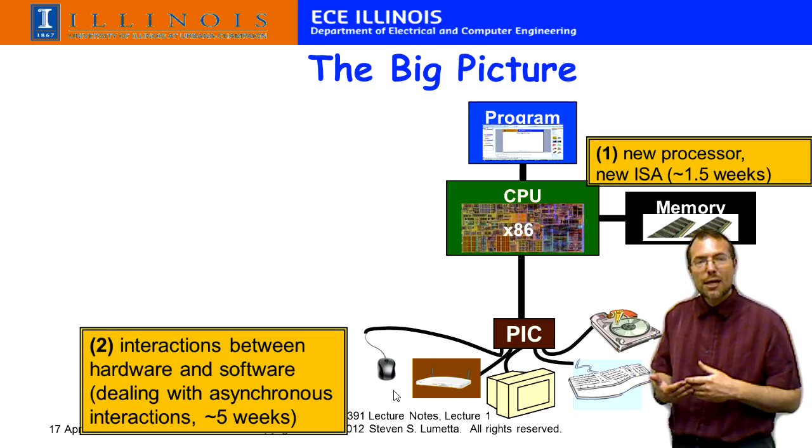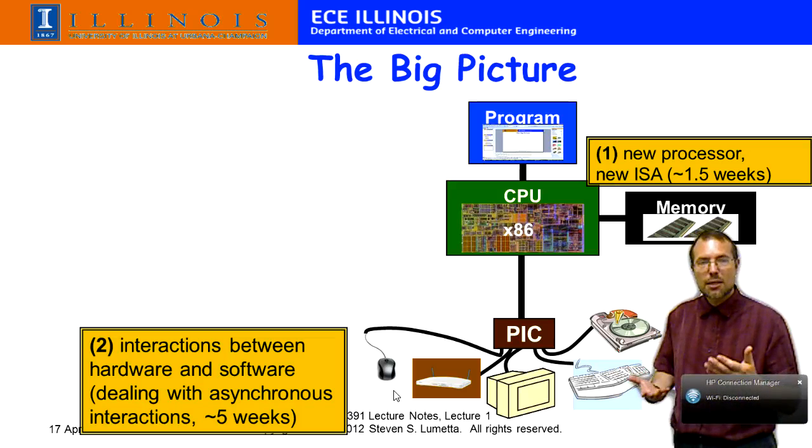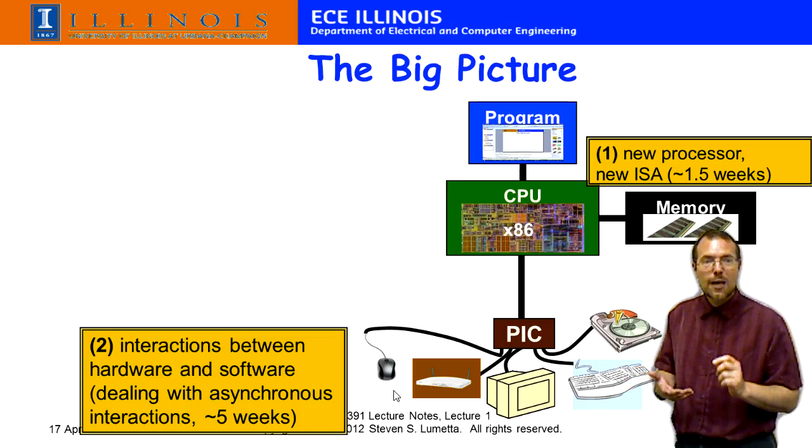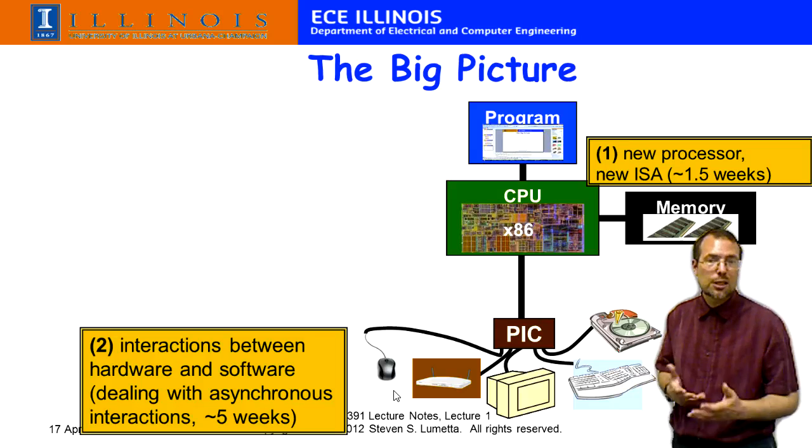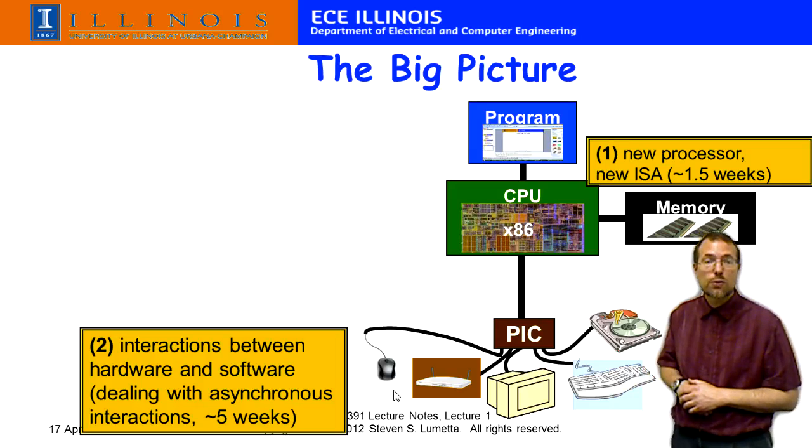And in order for you to manage the interactions, you need to understand that these two systems are running at far different rates, and they're going to interact asynchronously. So when a key is pressed, how does your program, or the operating system actually, how does it deal with this asynchronous interaction? We'll spend about 1/3 of the course, or 5 weeks, on that topic.